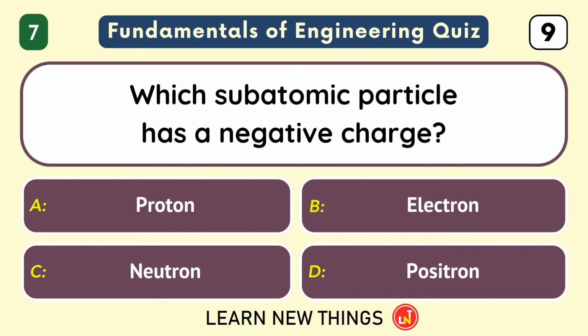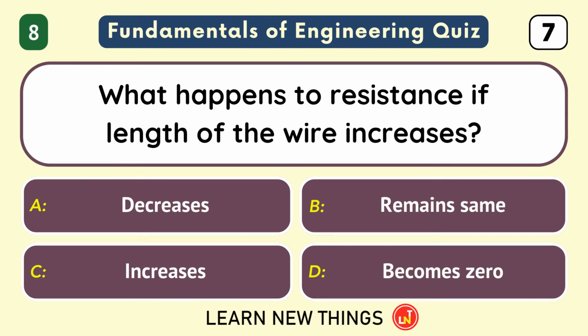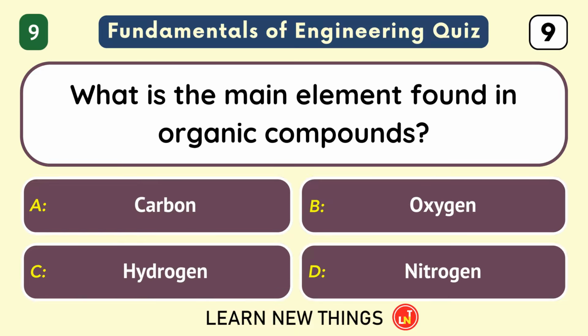Which subatomic particle has a negative charge? Electron. What happens to resistance if length of the wire increases? Increases. What is the main element found in organic compounds? Carbon.